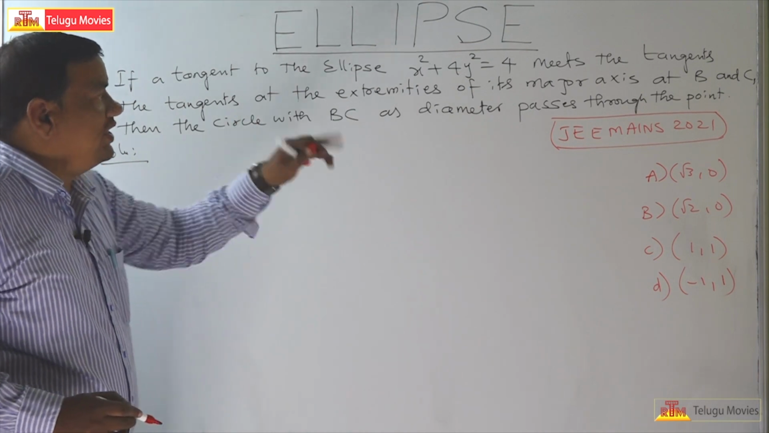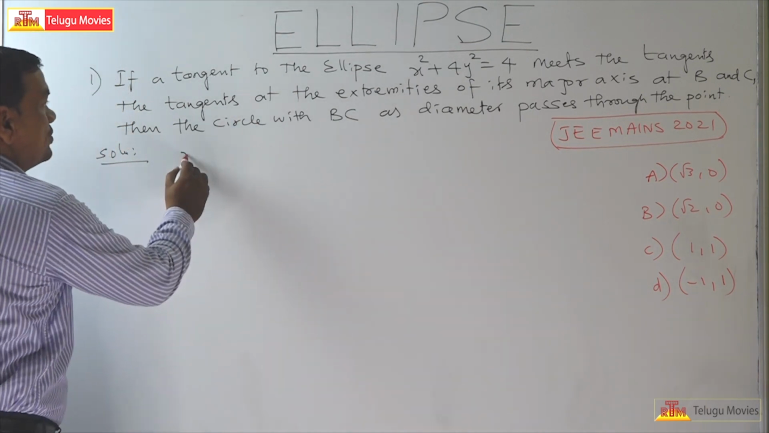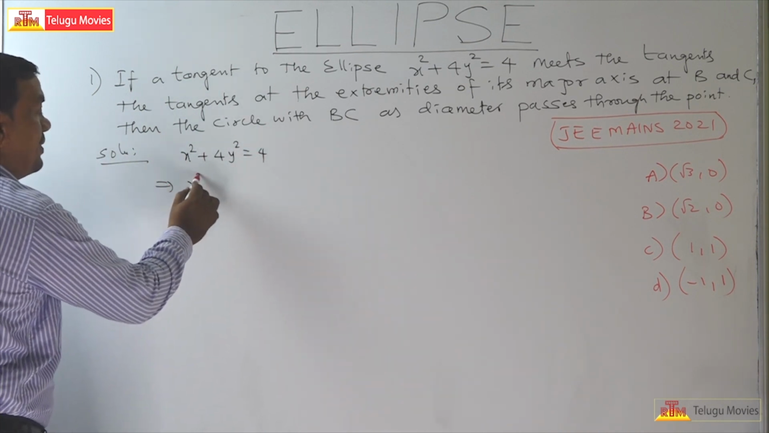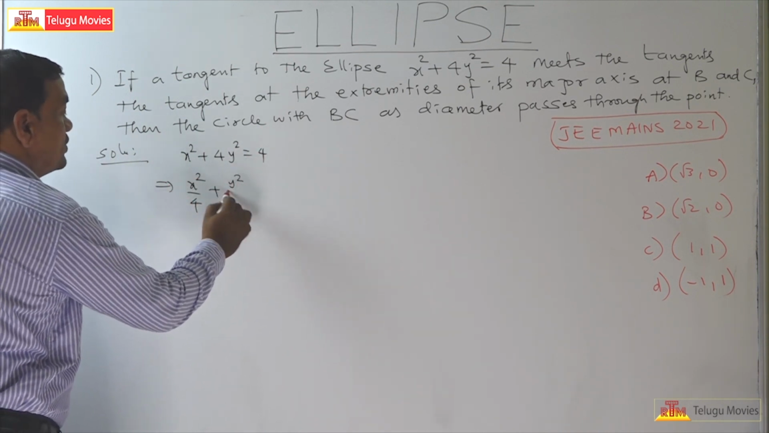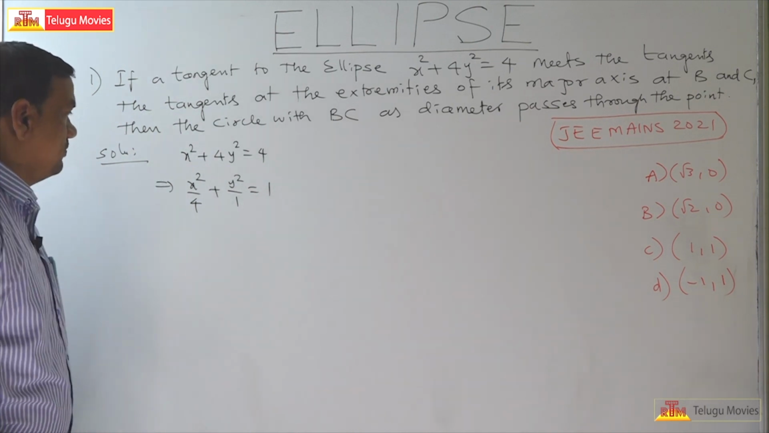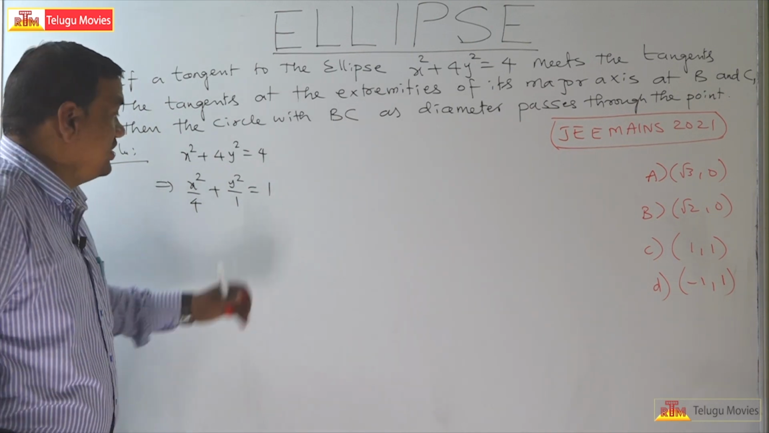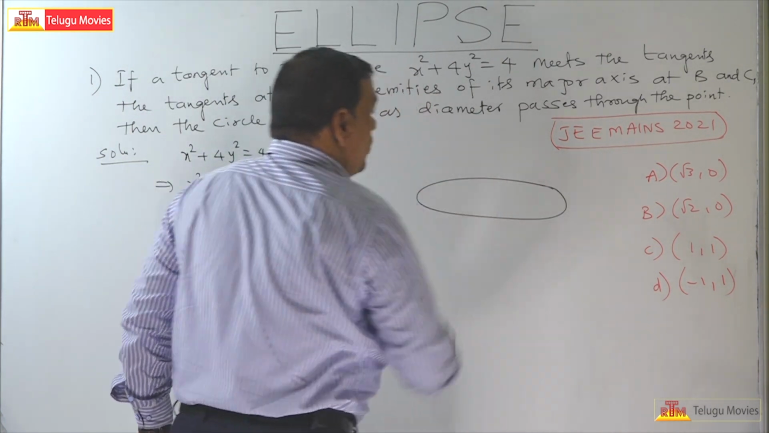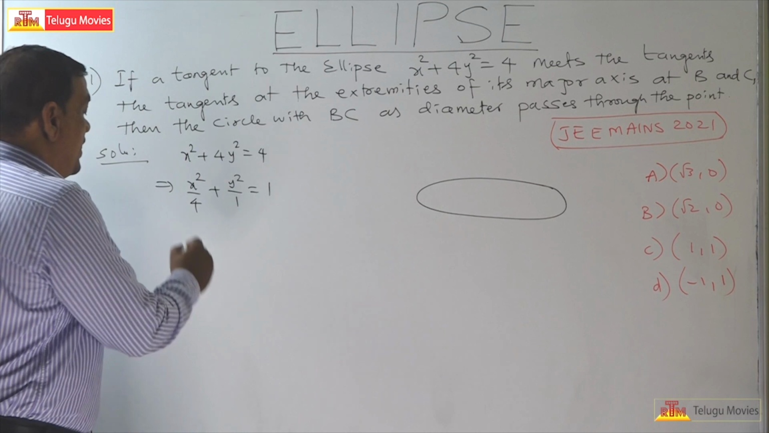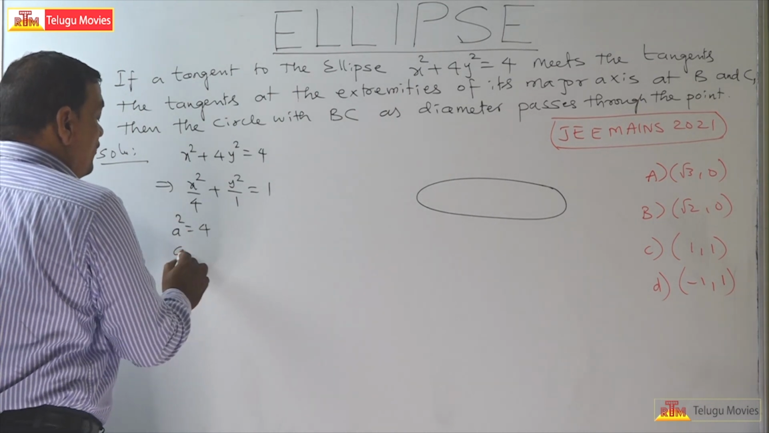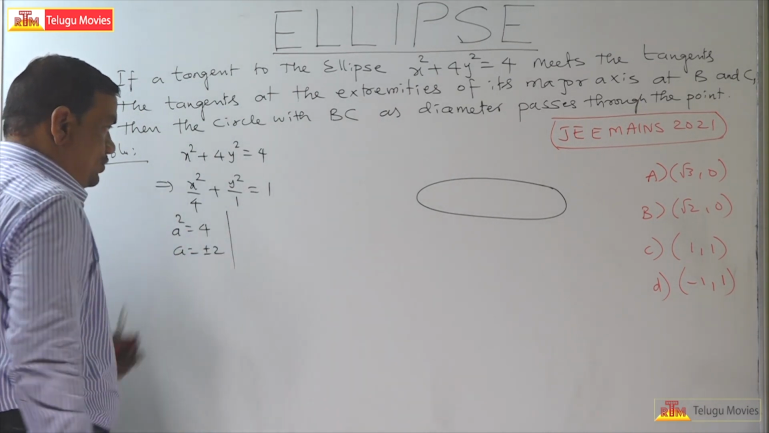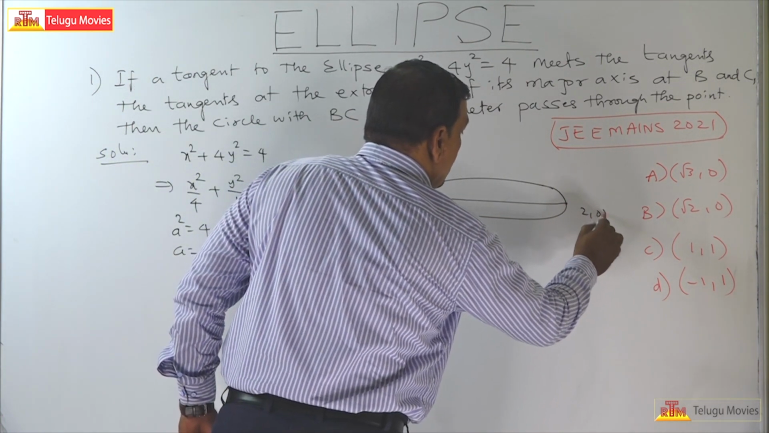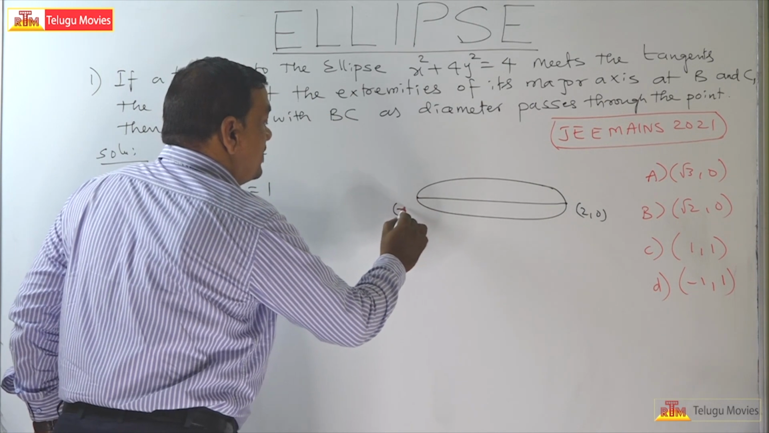If a tangent to the ellipse, so what is the equation of the ellipse? This is x² + 4y² = 4. This can be written as x²/4 + y²/1 = 1, dividing by 4. So this is clearly a horizontal ellipse. Here a² = 4, therefore a = ±2. That means the extremities of the major axis are (2, 0) and (−2, 0).